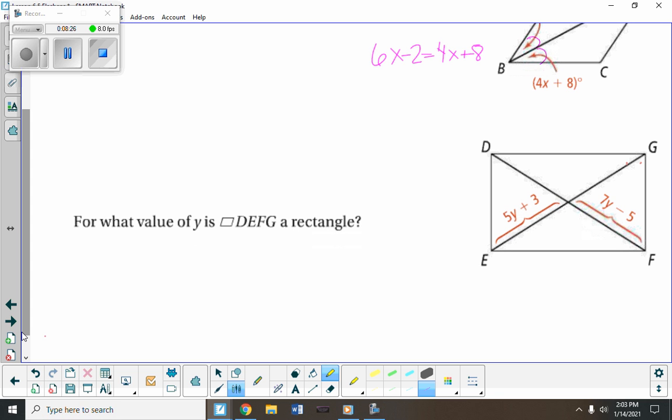This next one says, for what value of y is parallelogram DEFG a rectangle? So with rectangles, the diagonals are congruent, and they're also bisected. So all of these are the same length. So again, you would set those equal to each other.